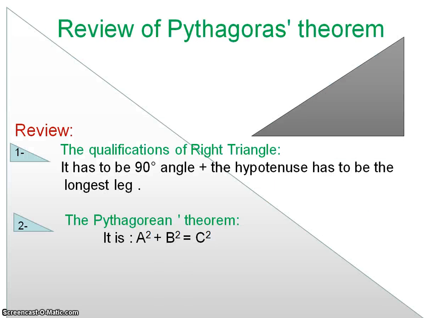And now we are done. Let's review what we have. The qualifications of a right triangle: it has to have a 90-degree angle and the hypotenuse has to be the longest side. Also, we have to remember the Pythagorean theorem, which is A square plus B square equals C square.